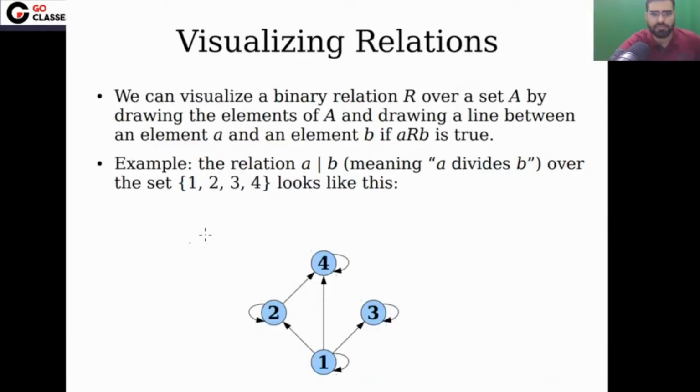Let's see the first one. So you can easily see here, you have a set 1, 2, 3, 4, and the relation that you are defining is the divides relation. So A is related to B if and only if A divides B. On this set you have this relation.